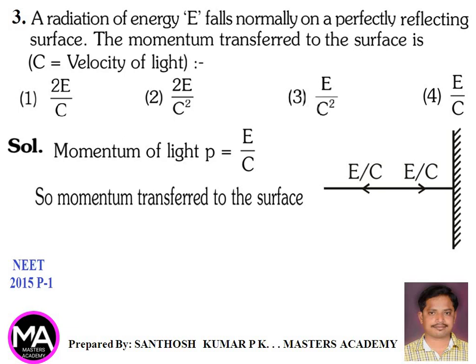The momentum transferred to the surface is nothing but final momentum minus initial momentum. Initial momentum is E by C. Final momentum is also E by C, but opposite in sign. Therefore, PF minus PI is E by C plus E by C, which is nothing but 2E by C. So, the option is the first one, 2E by C.